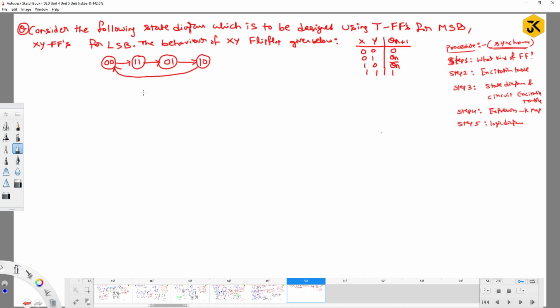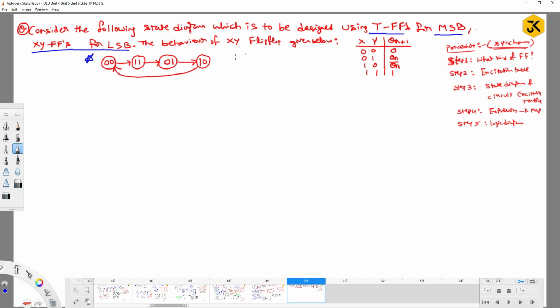Hi everyone, let's see one of the questions on synchronous counters. Consider the following state diagram which is to be designed using T flip-flops for MSB. MSB means what? Most significant bit. XY flip-flop for LSB, least significant bit, right? So the behavior of the XY flip-flop is given below and the state diagram they have given clearly here, right?